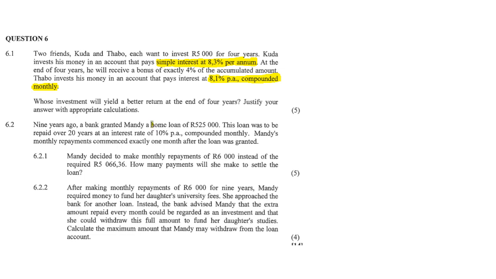So we already have about 4 keywords over here. The first thing we are told is that Mandy took a home loan, so we know that we're going to be working with our present value formula. She received an amount of 525,000 Rand, her repayment period was 20 years, and her interest is 10% compounded monthly. Now it says that Mandy's monthly repayments commenced exactly one month after the loan was granted.